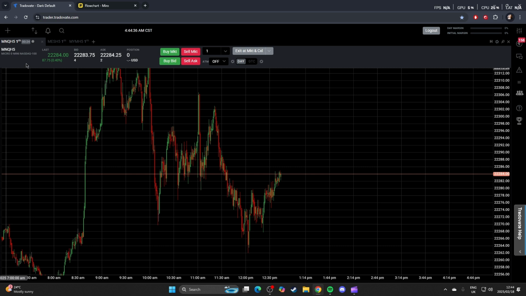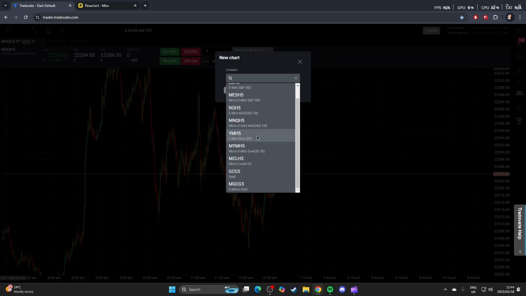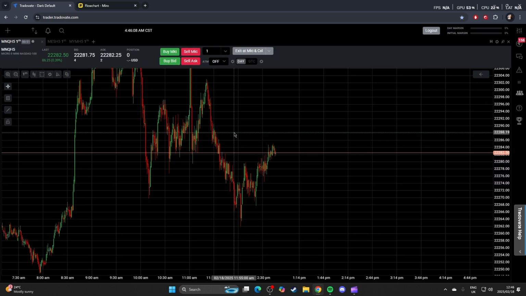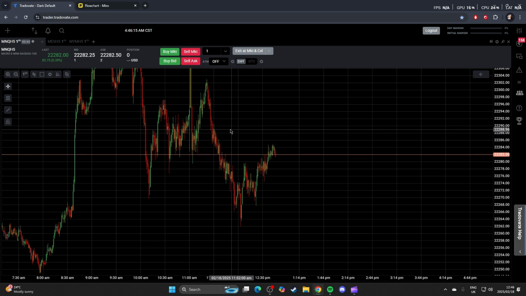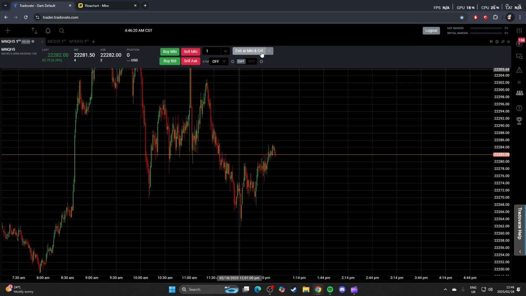As mentioned before, I only focus on NQ, ES, and the Dow. And then if you want to add whatever it may be, you can click this plus button, open a new tab. This is where we'll get crude, gold, whatever else you want to trade. Also, one more very important thing to note with Tradovate, which is pretty nice, is if you are panicking or something's not looking or adding up right, you can just click exit at market and close. So it'll close all your limit orders. It'll close everything you want to close.